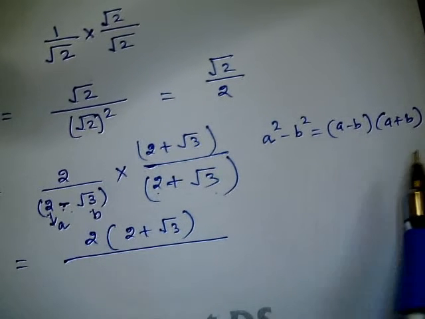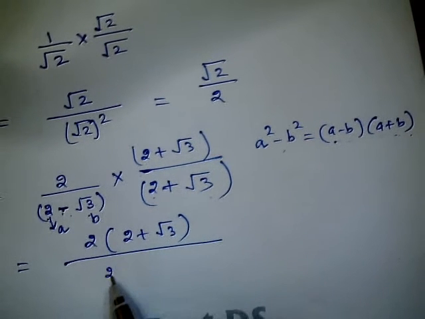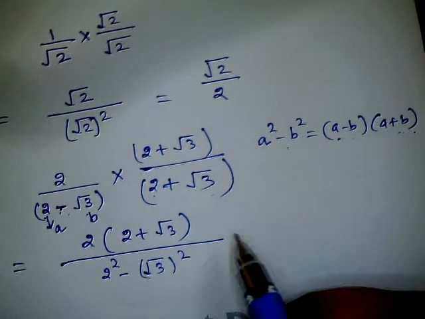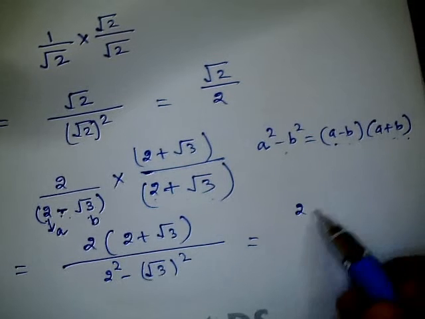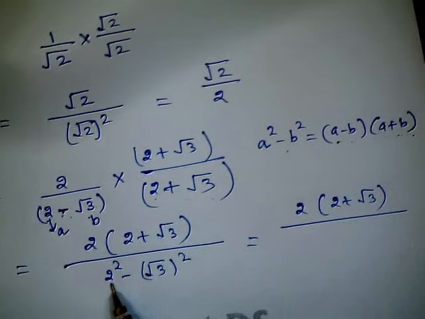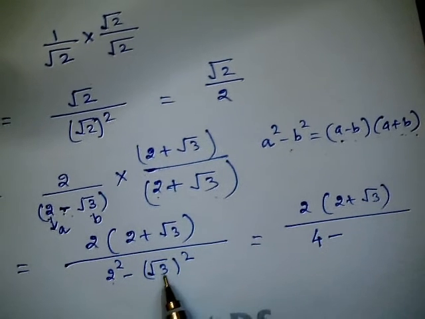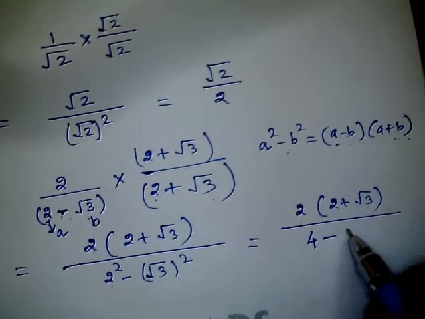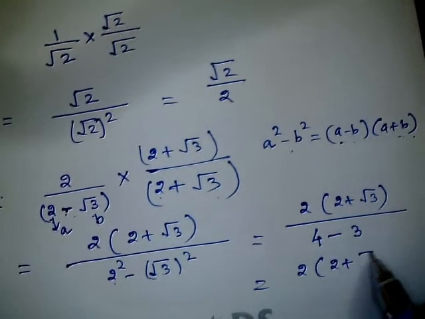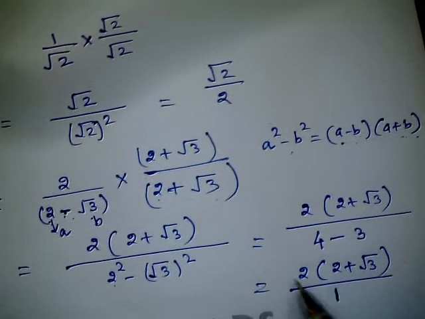So what I am going to do, 2 square and root 3 square. So this is going to be 2 plus root 3, upper side is going to be the same. This 2 square means 2 times 2 is going to be 4, and the downside, this root 3 square means the root is going to get over and 3 is going to come, so that's going to be 2 times 2 plus root 3, and the downside 4 minus 3 means 1. When you are dividing any part by 1, that number is going to be itself the answer, so 2 times 2 plus root 3.